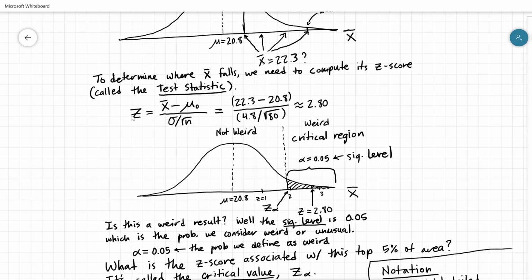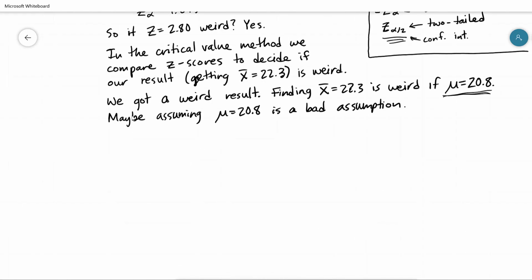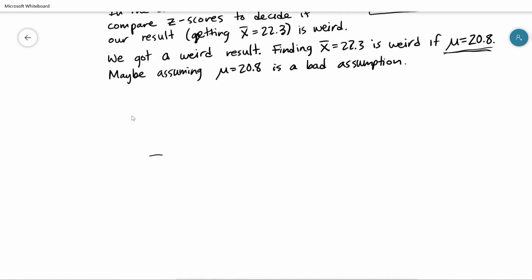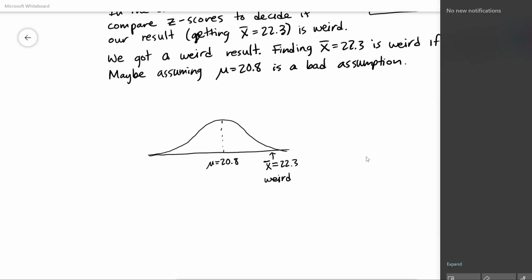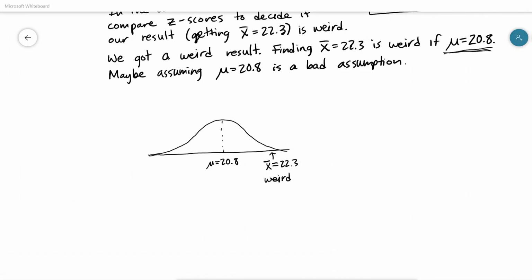Essentially what I'm saying is, drawing our picture again, one last time. We're going to draw this picture a million times. Here is mu equals 20.8, and our result was way over here. Here was our x bar equals 22.3. This is a weird result. But it's only weird under the assumption that this is the curve that we're dealing with.